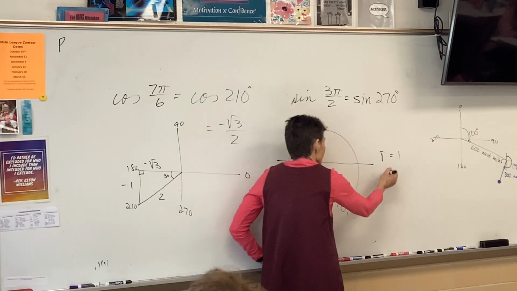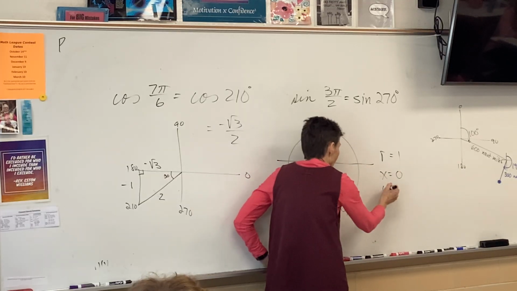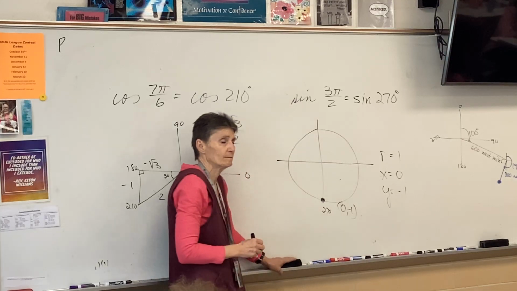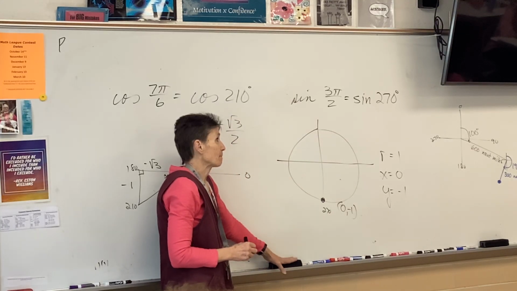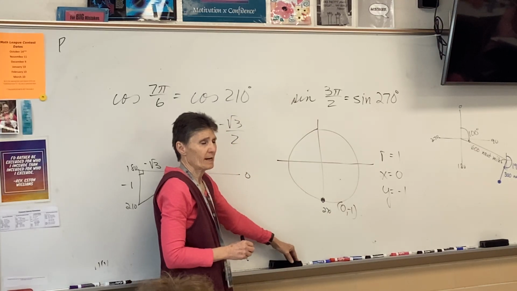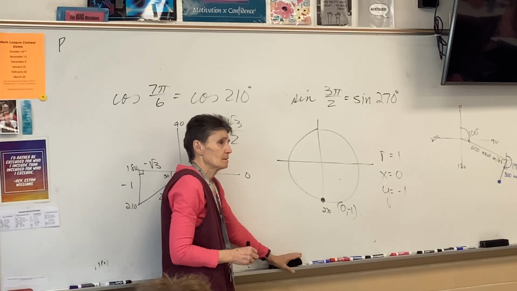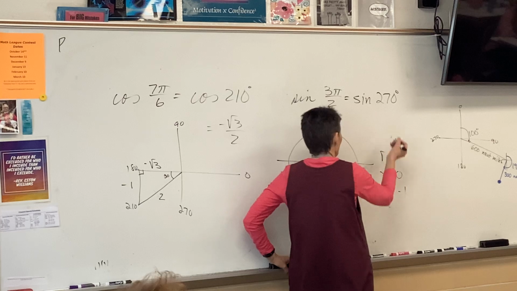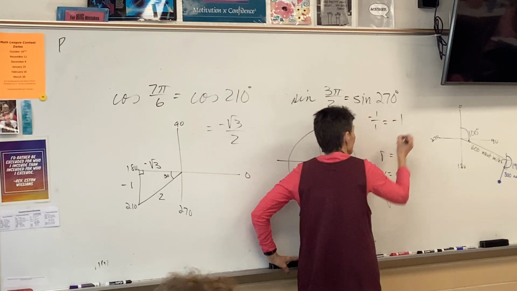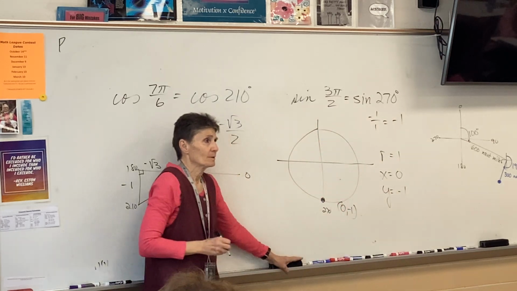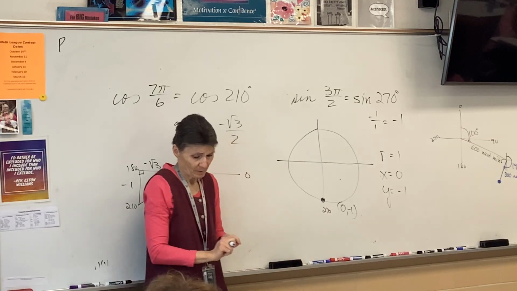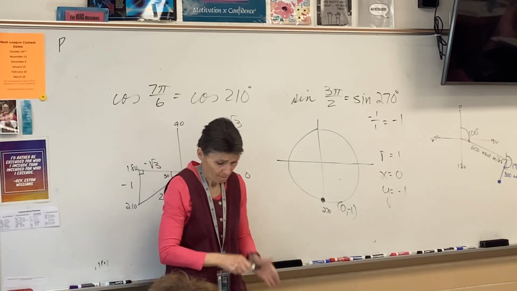This is your x. This is your y. From that point, straight down, 0, negative 1. Now I'm doing sine. Y over r. So y over r is negative 1 over 1, which is negative 1. So the sine of 270 is negative 1.